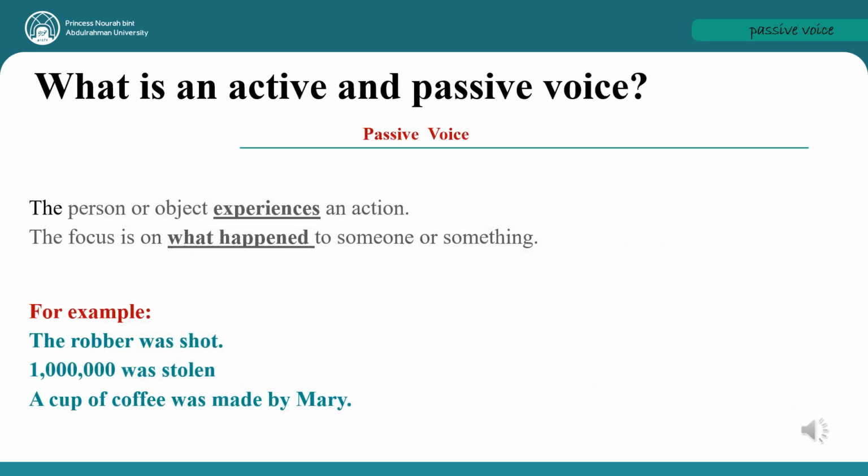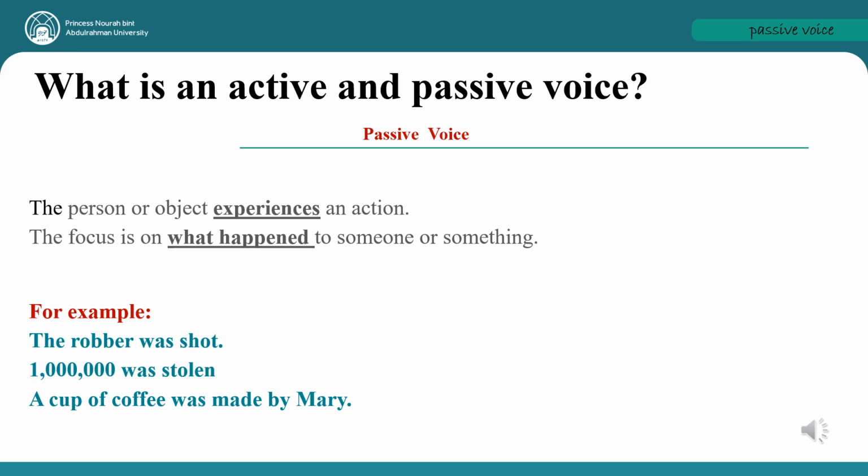However, in the passive voice, the focus shifts to the person or object that experiences the action rather than the one performing the action. We focus on what happened to someone or something. For example, the robber was shot. Here the focus is on the robber who received the action of being shot.